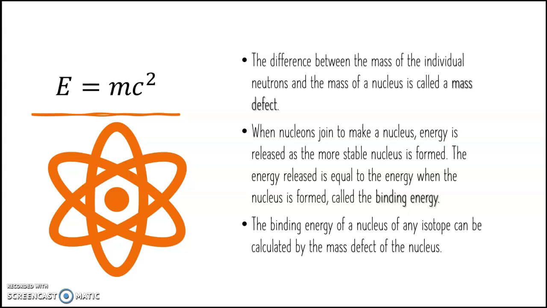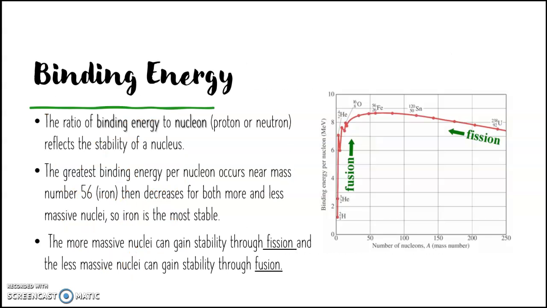Where did this mass go? Again, we use Einstein's equation. When the nucleons join to make a nucleus, energy is released and a more stable nucleus is formed. The energy is called the binding energy and is equal to the energy needed to split a nucleus into free nucleons. The binding energy of a nucleus of any isotope can be calculated from the mass defect of the nucleus. So let's look at that.